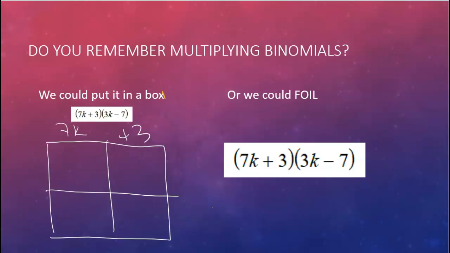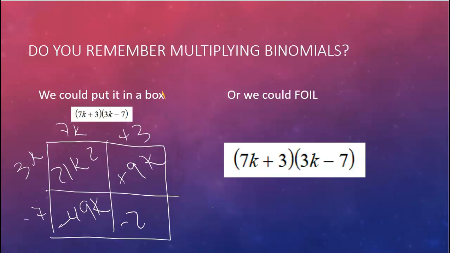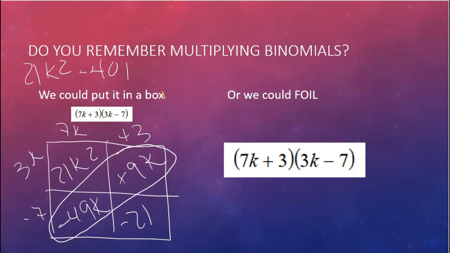7k plus 3, 3k minus 7, and we get 21k squared. We would get 9k. Here we'd have negative 49k, and here we'd have negative 21. Remember doing this? And then we combine these like terms. 21k squared minus 40k minus 21.